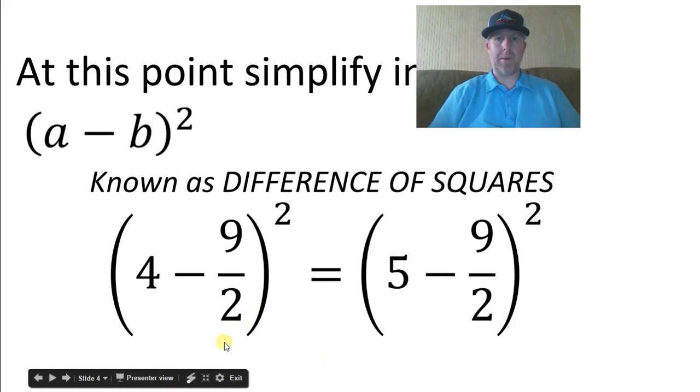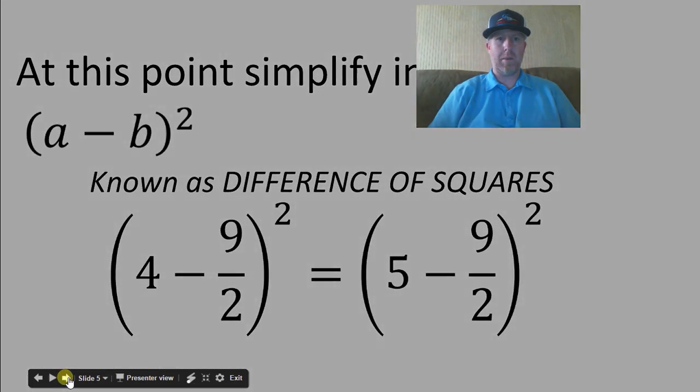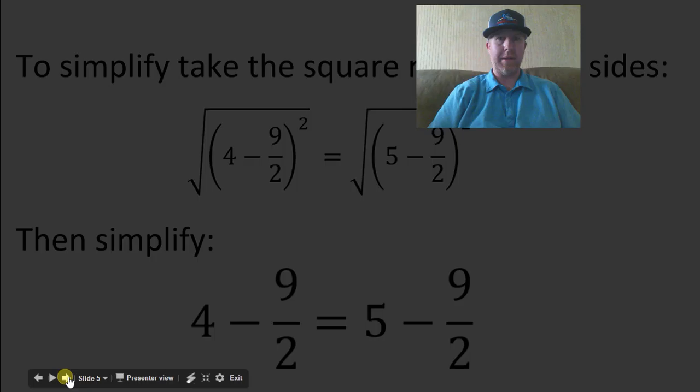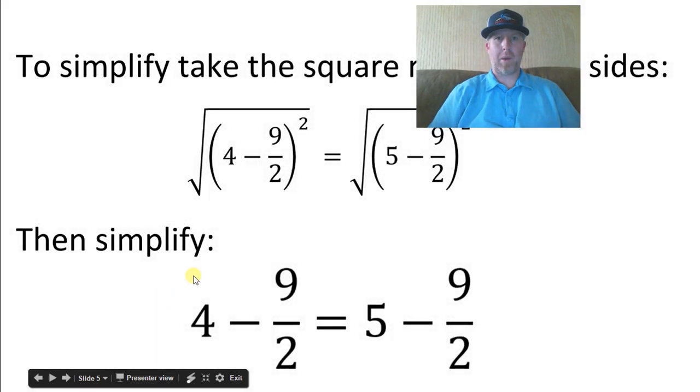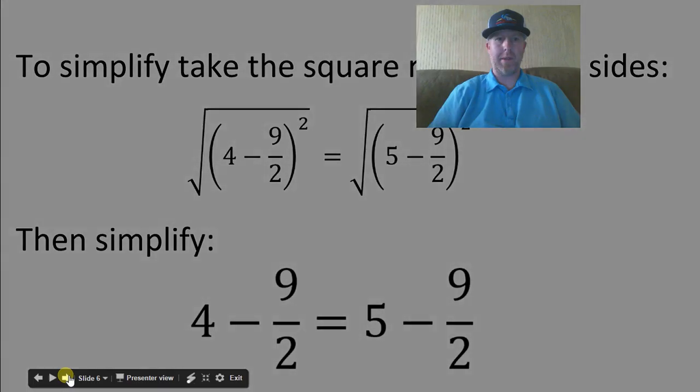I think you can probably see what's going to happen here, but to solve that we would need to take the square root of both sides. By taking the square root of both sides, we're going to be left with this down here. And it's now probably really visible what happens.